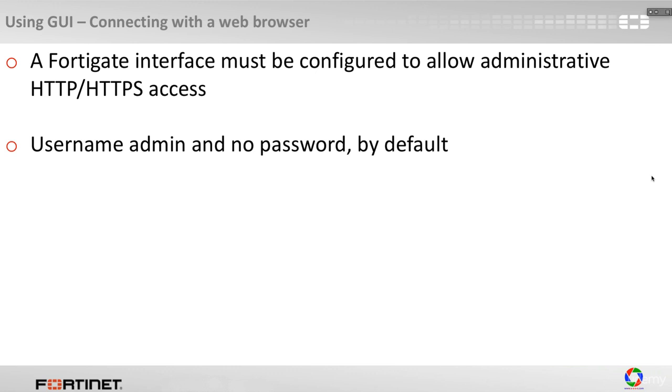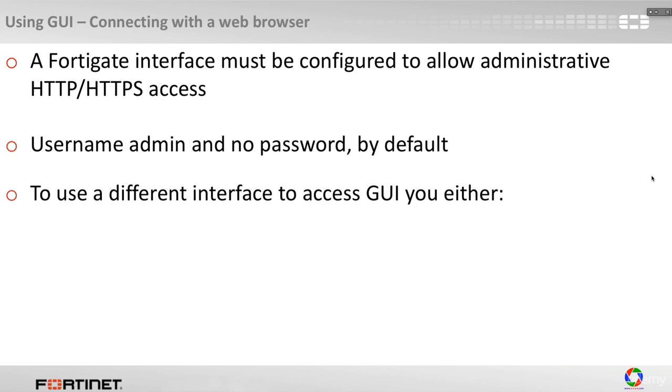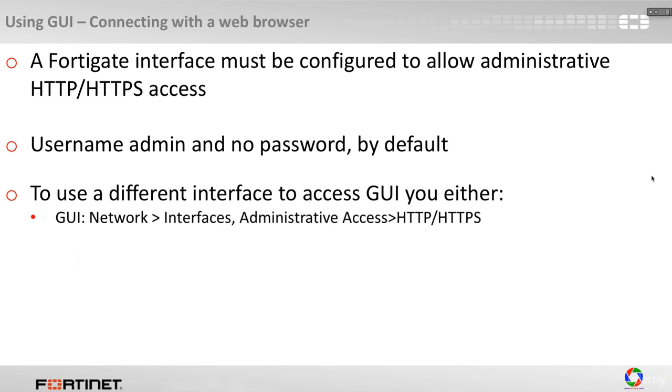We have done this in the first phase when we fired up the quick wizard and also configured the VM to provide administrative access. As a username, we've used admin and no password, and this is by default. To use a different interface, you have to access the GUI, go to Network, Interfaces, and Administrative Access and enable HTTP or HTTPS, or you can do this in the CLI. So it's append allow access HTTP HTTPS.